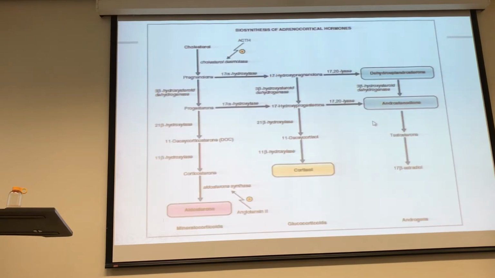So if we go back, you see if we block this, you can still produce corticosterone because pregnenolone can be converted to progesterone, and progesterone can be converted to 11-deoxycorticosterone and then corticosterone. So this activity can still go on even if you have a blockage of the 17 alpha hydroxylase, because this is still going to produce corticosterone.